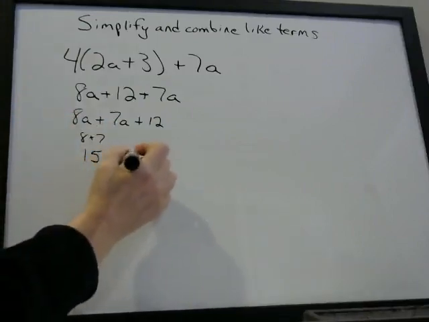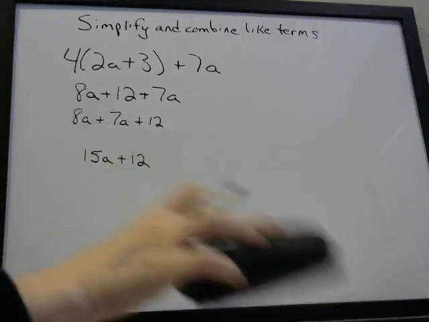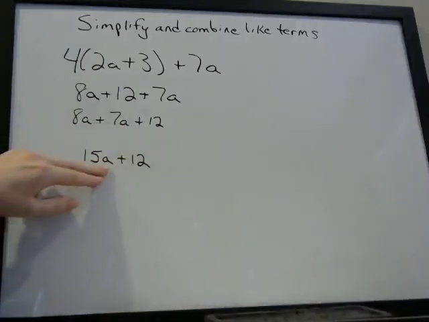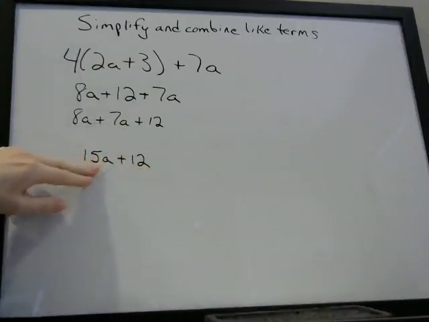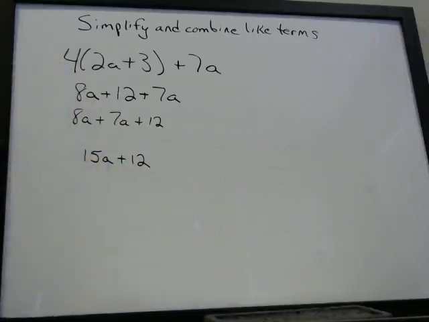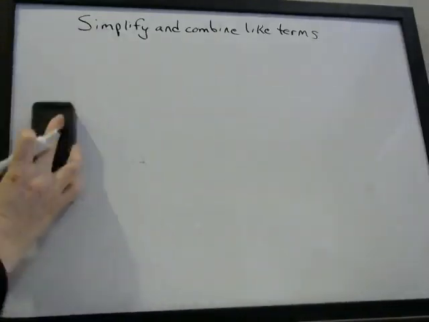So we're at 15a plus 12, and that would be the answer. We can't combine this any further because this has an a on it and this doesn't. So we can't simplify this any further. This would be the answer to this question. We'll do another example.